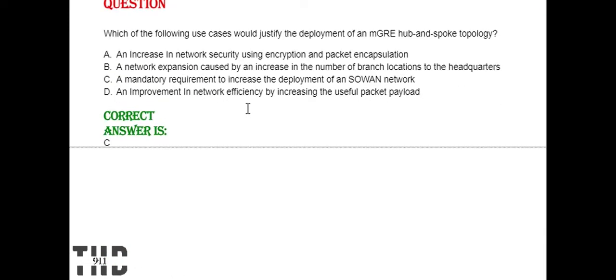Which of the following use cases would justify the deployment of an mGRE hub and spoke topology? Option A, an increase in network security using encryption and packet encapsulation. Option B, a network expansion caused by an increase in the number of branch locations to the headquarters. Option C, a mandatory requirement to increase the deployment of a SD-WAN network. Option D, an improvement in network efficiency by increasing the useful packet payload. The correct answer is option C.